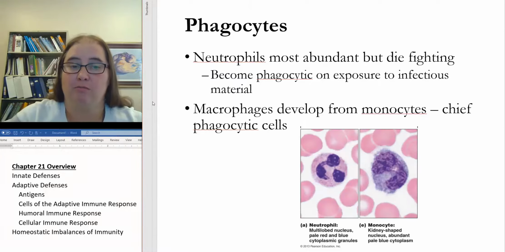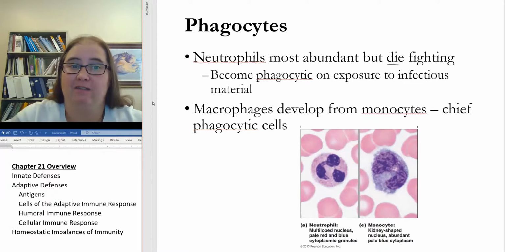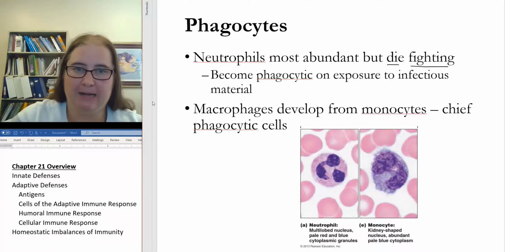So we know from our blood chapter, chapter 17, that neutrophils are super phagocytic, okay? They are the most abundant of all of our phagocytes. However, although they're super important and they're awesome at what they do, they die in the fight. So this is probably why we have so many neutrophils, because they can't kill and survive at the same time.